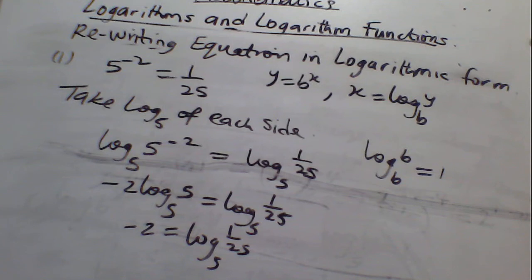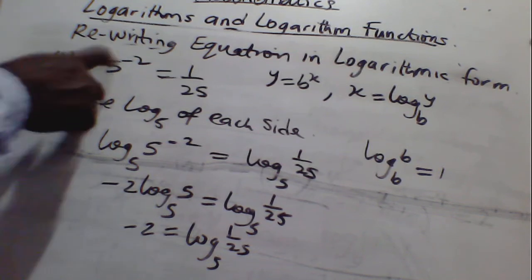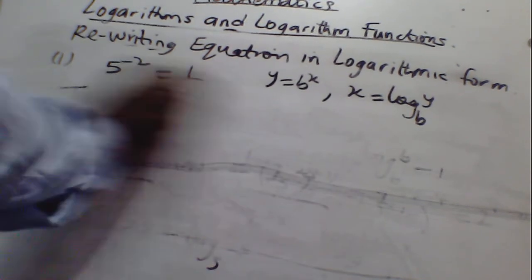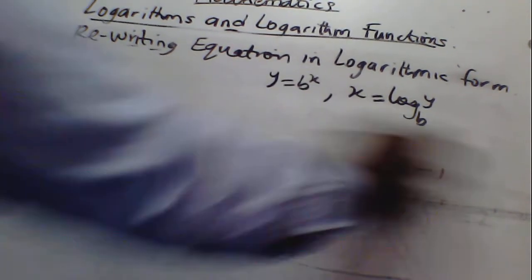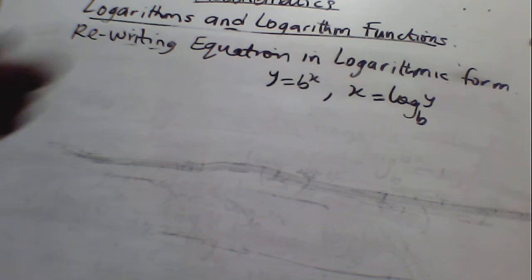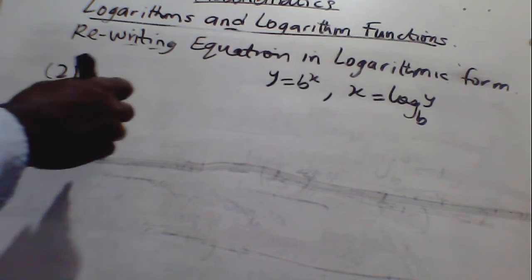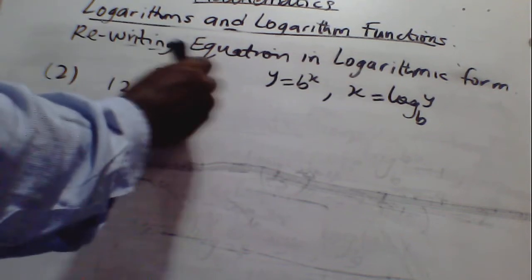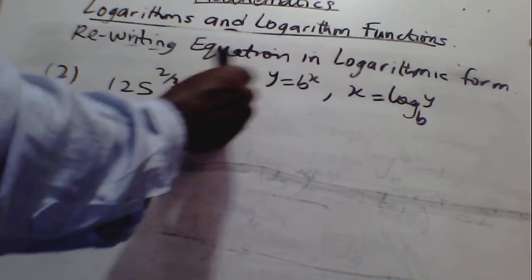So let's continue. Not exactly the base. It depends on the factors of the base. Let's do more examples for clarification. See example 2: 125 to the power of 2 over 3 is equal to 25.